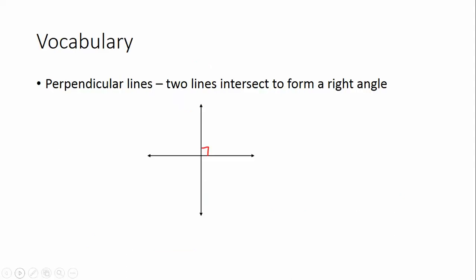Next, we want to discuss perpendicular lines. Perpendicular lines are two specific lines that intersect to form a right angle. And so actually all four of these are right angles. So they all measure 90 degrees. Remember that the little box in the corner indicates a right angle. We see those oftentimes when we're talking about right triangles, and you'll see them in today's lesson and in this unit. So perpendicular lines are two lines that intersect to form a right angle.